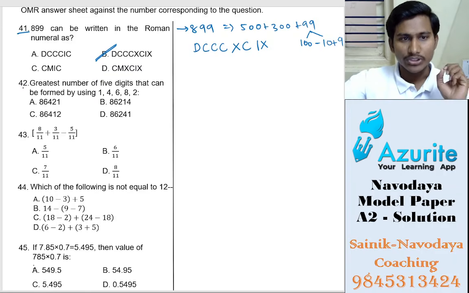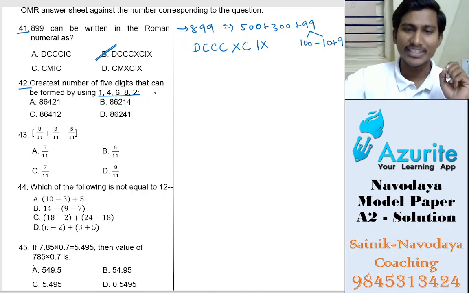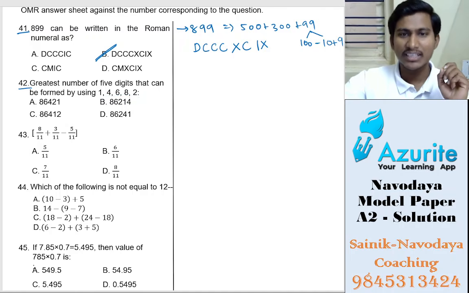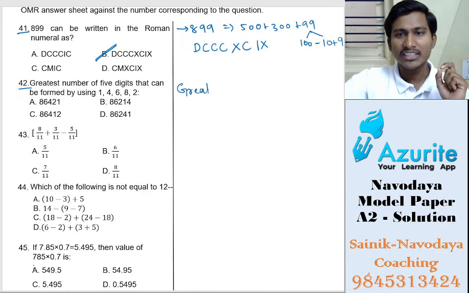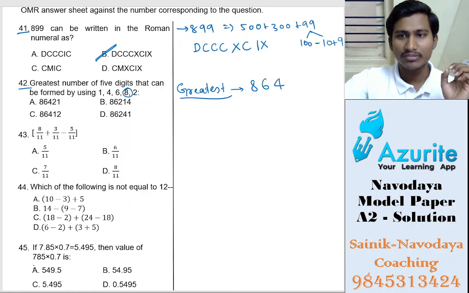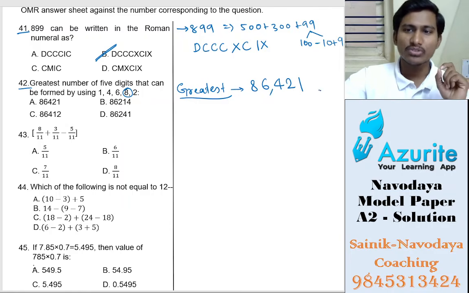Now question 42. Greatest number of 5 digits that can be formed using these digits. So how do we make the greatest 5-digit number from this? To write the greatest number, we write the greatest digit first. So which is the greatest here? 8 is the greatest. After that is 6, after that 4, after that 2, after that 1. So this is the answer, the greatest is 86,421.